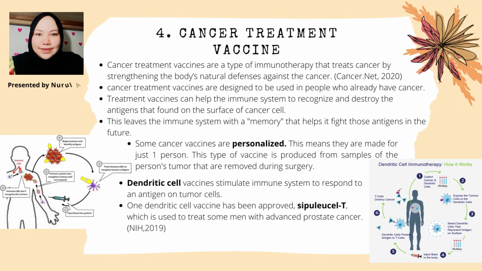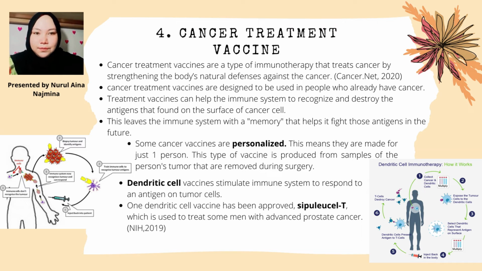Lastly is treatment vaccine. Cancer treatment vaccines are a type of immunotherapy that treat cancer by strengthening the body's natural defense against the cancer. Unlike cancer prevention vaccines, cancer treatment vaccines are designed to be used in people who already have cancer. Treatment vaccines can help the immune system to recognize and destroy the antigens found on the surface of cancer cells. This leaves the immune system with a memory that helps it fight those antigens in the future.